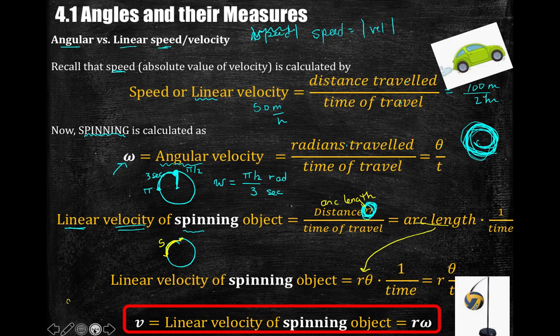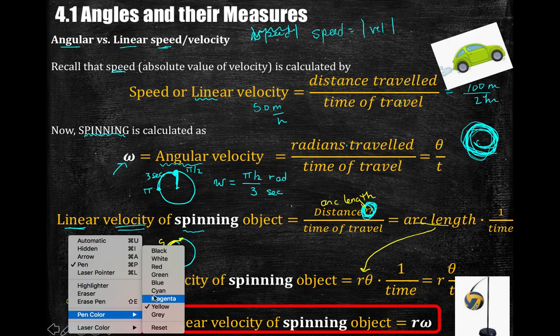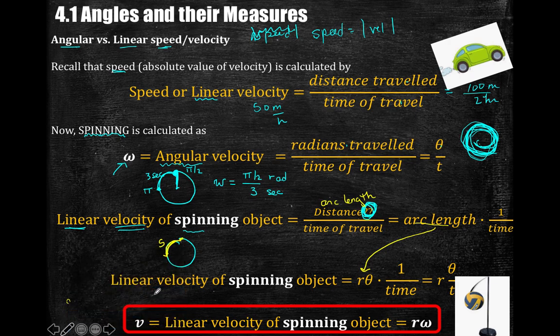Now I'm going to put that denominator back, right? And I'm going to multiply, that's theta over 1, right? Theta times 1 is theta, time times 1 is time. So now I have r times theta over t. But what did we just say theta over t is?